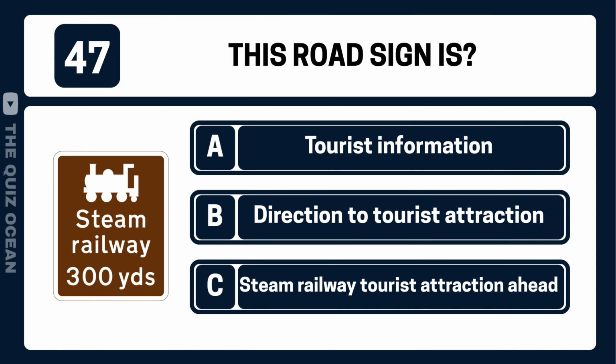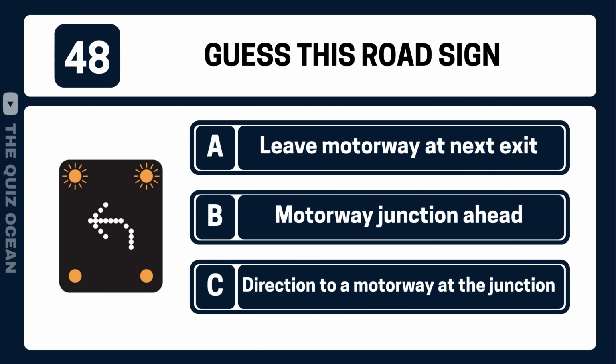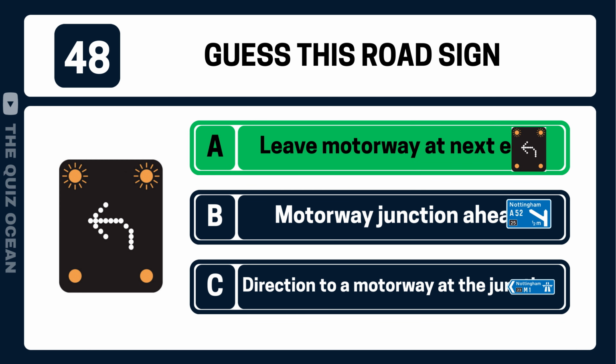This road sign is... Excellent. This sign points to a steam railway tourist attraction ahead. Guess this road sign. Good catch. This sign instructs drivers to leave the motorway at the next exit.